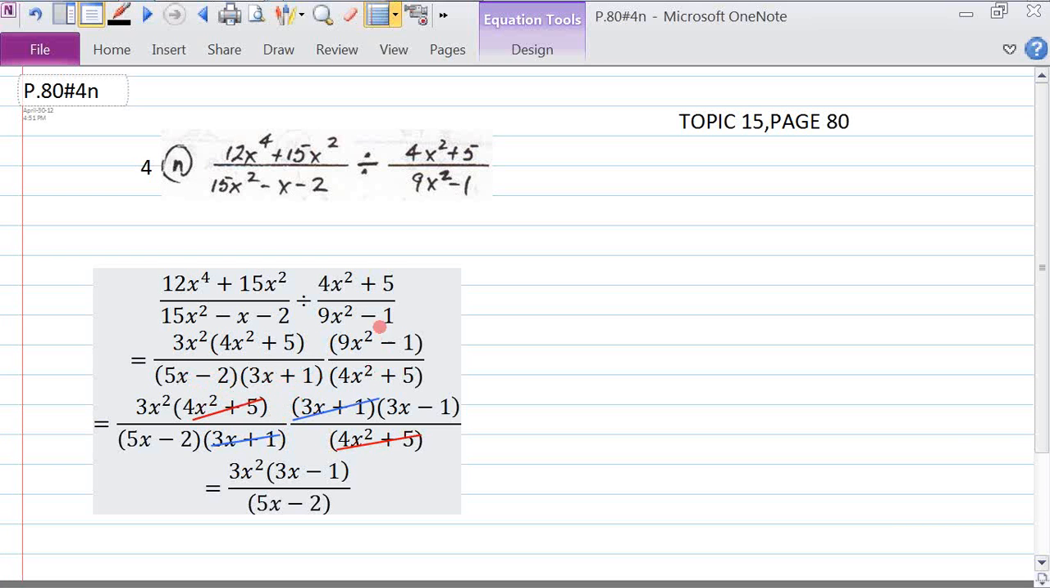You can play around with these numbers, or you can do factor by grouping. Now what we did from here to here, we just flipped it. So we invert and multiply. We put the 9x squared minus 1 on the top, and the 5x squared minus 2 on the bottom. This factors to 3x plus 1, it's the difference of squares, and 3x minus 1. And now we just look at the top and the bottom. This and this cancel. This and this cancel. I'm left with 3x squared, which is this term, 3x minus 1, which is this term, over 5x minus 2, which is that one. And at this point, there's nothing more I can do with that.